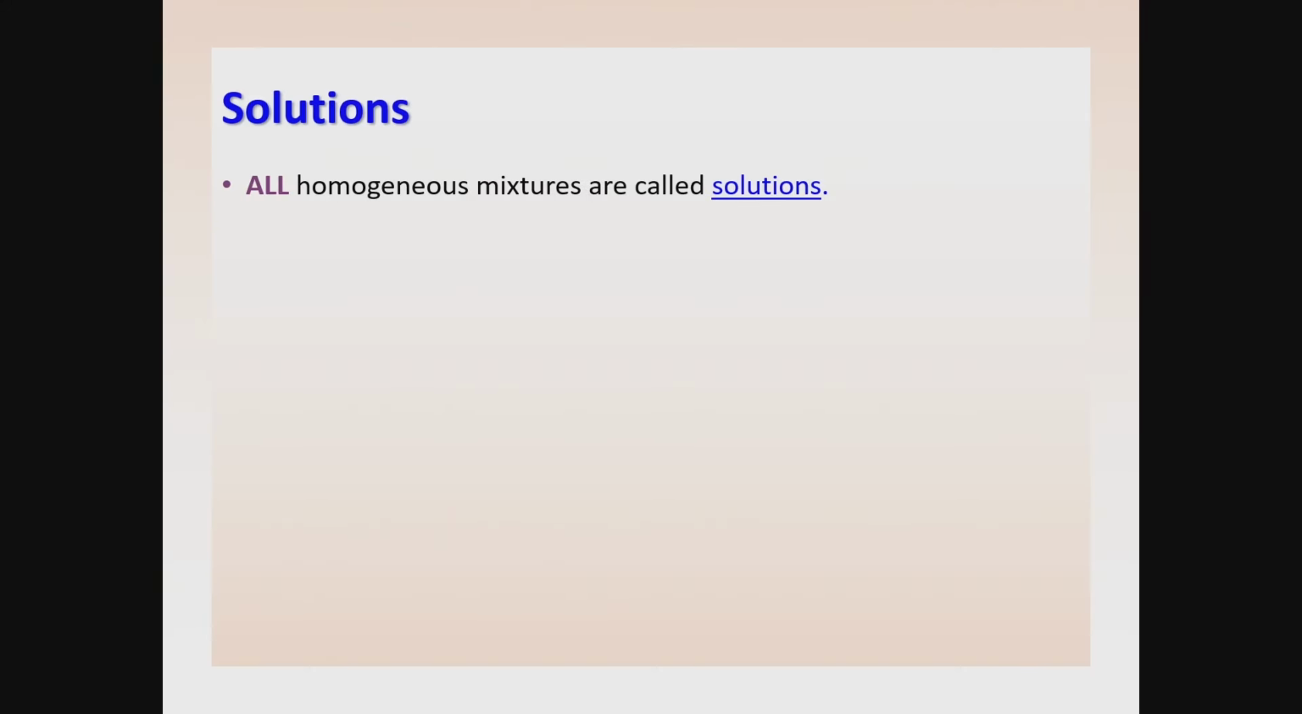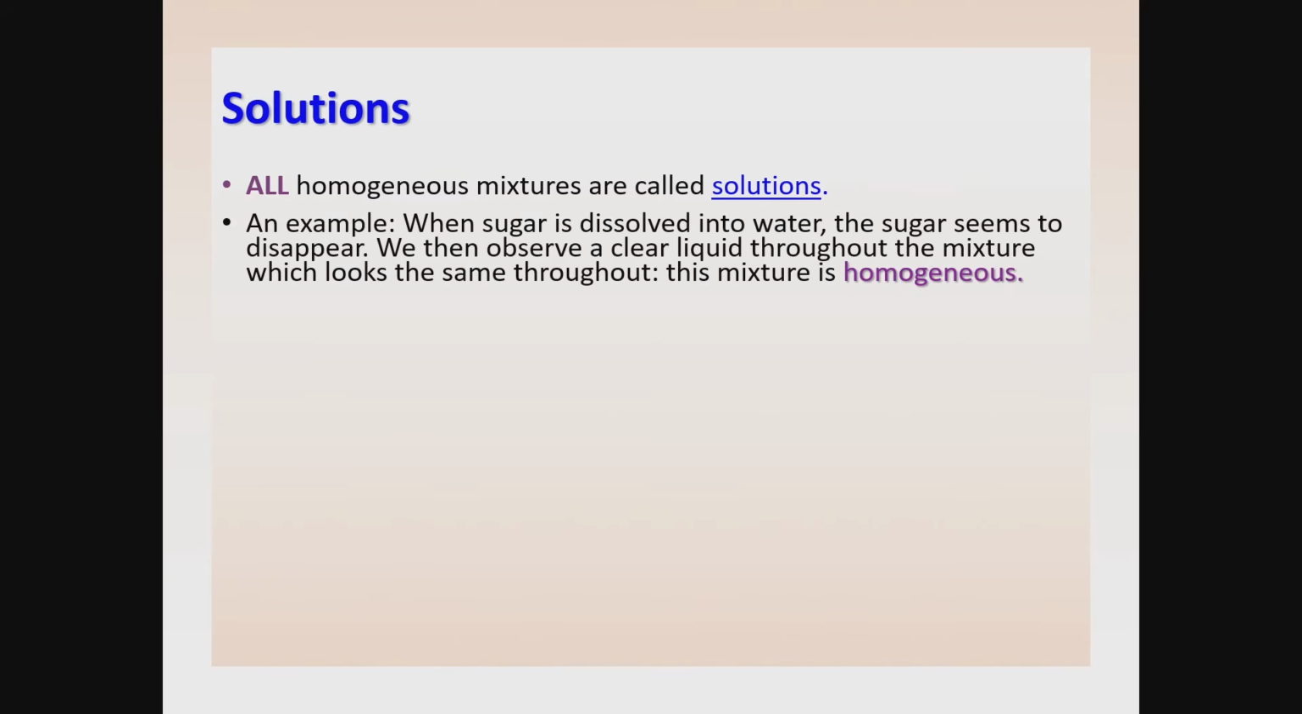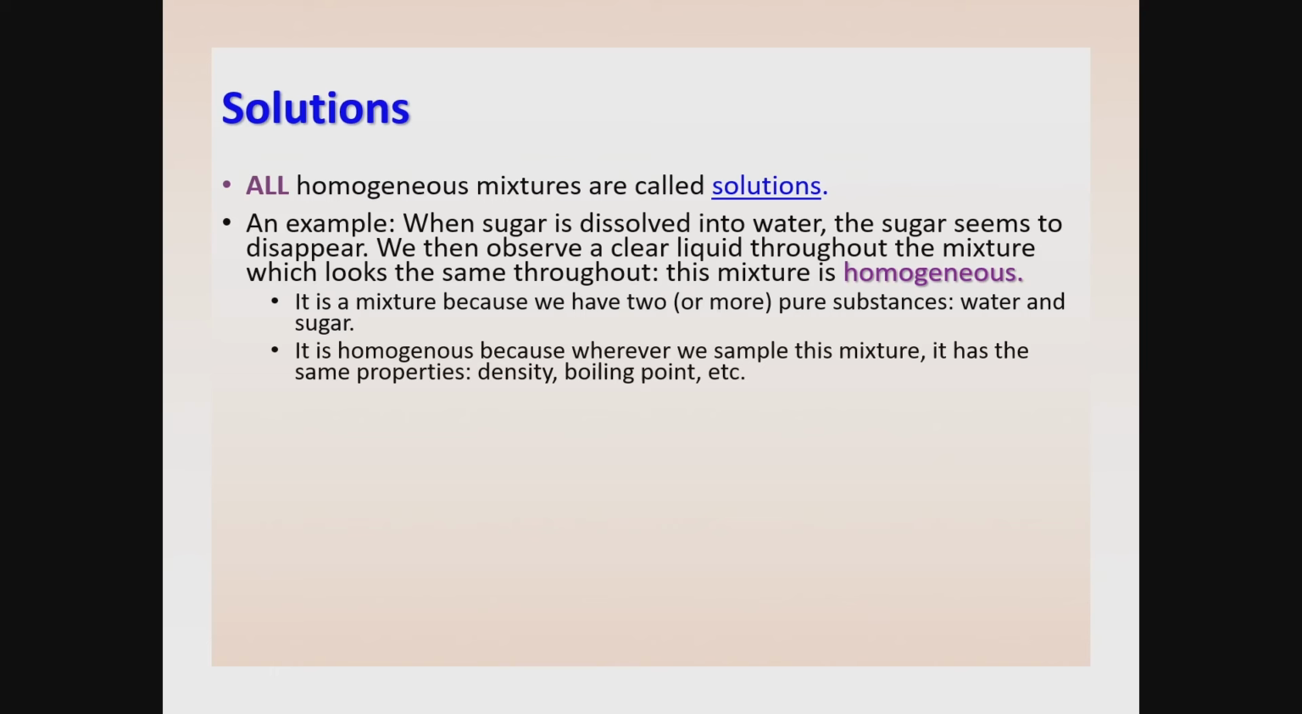Okay, so here I'm just restating something I said earlier, that all homogeneous mixtures are called solutions. The example I mentioned earlier is this one. When sugar is dissolved in water, the sugar seems to disappear. We then observe a clear liquid throughout the mixture, which looks the same throughout. That makes it a homogeneous mixture. It is a mixture because we have two or more pure substances dissolved in one another, which are water and sugar. But it is homogeneous because wherever we sample this mixture, it has the same properties. For example, it will have the same density, the same boiling point, and so on.